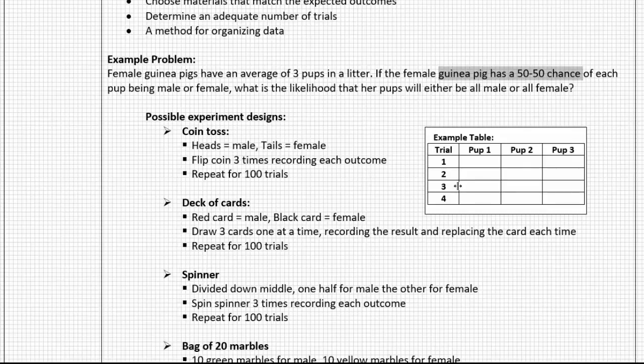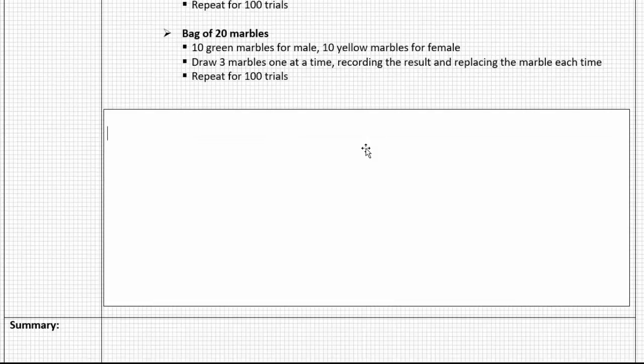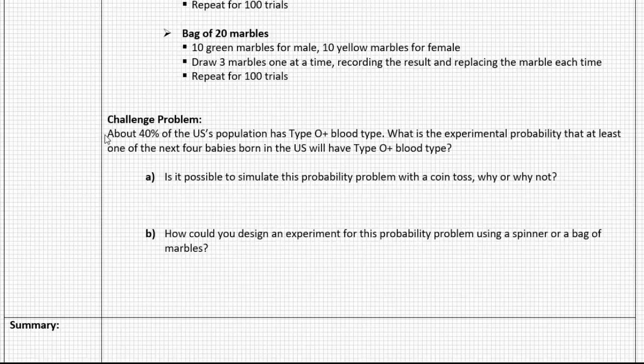So I'm just going to end you on a challenge question to consider. Jot this one down into your notes, and then we'll discuss it in class. I want you to consider, it's a statistic currently that about 40% of the US population has type O positive blood type. So what is the experimental probability that at least one of the next 4 babies born in the US will have type O positive blood?